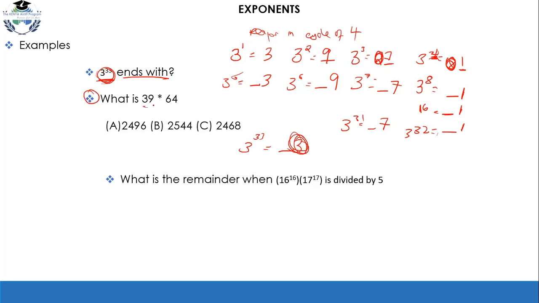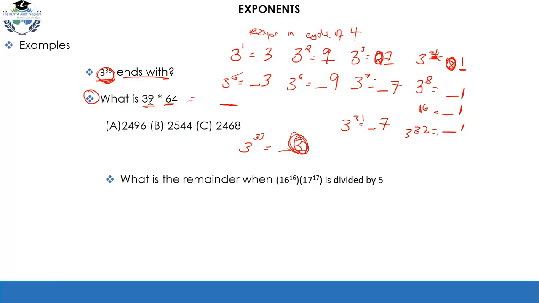What is 39 times 64? I have answers here: 24, 96, 25, 44, 24, 60. Do I go and open my calculator, waste those 15 seconds trying to do this? No. What do I do as someone who knows the units digit?